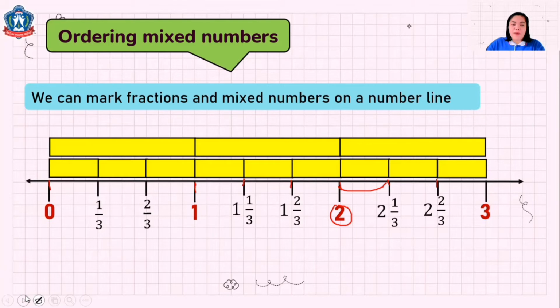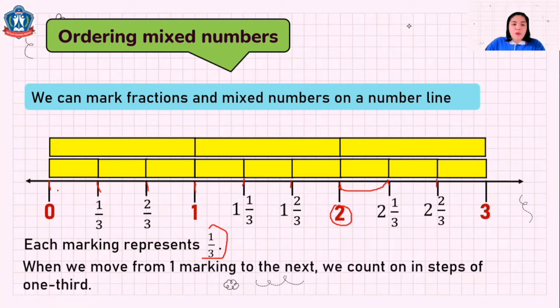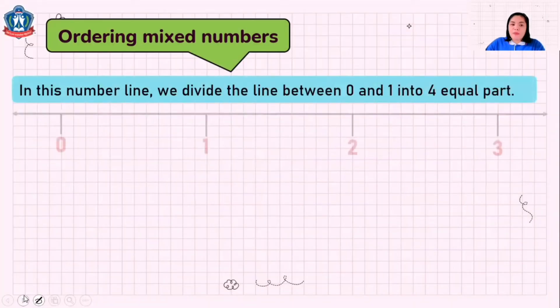Remember this before. Each marking here that we put represents 1/3. Take note, because we divide 0 to 1 into 3 equal parts. The same with 1 to 2 and 2 to 3. So when we move from one marking to the next, we count in steps of 1/3. So this is 1/3. This is also another 1/3. Another 1/3. Now we can also divide each number there into 4 equal parts like this.